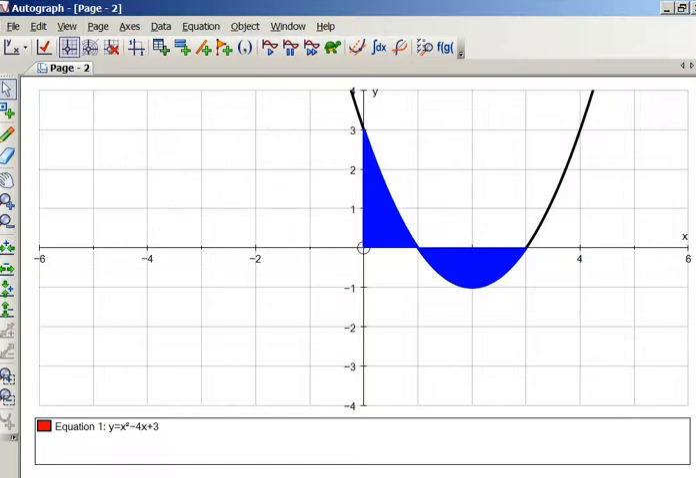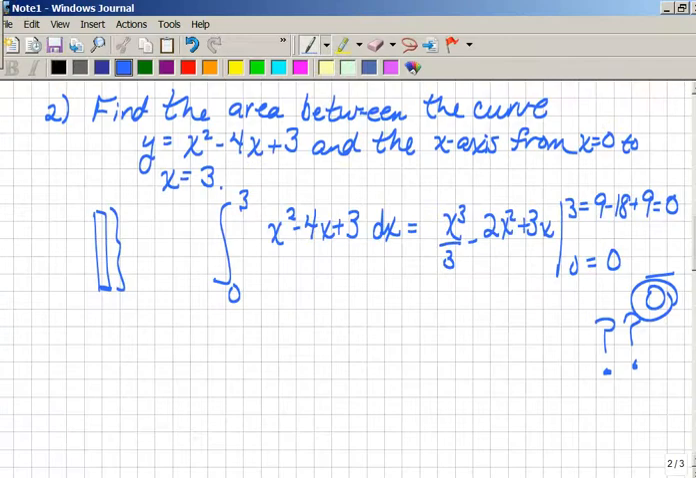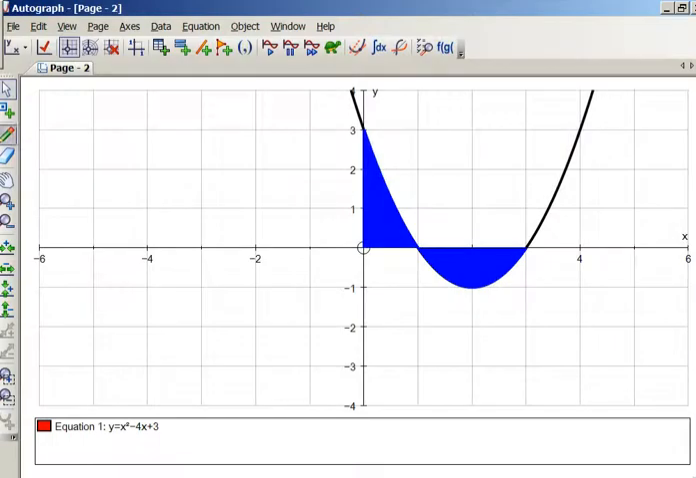The problem here is we cannot use the integral of x squared minus 4x plus 3 for the entire area. Let me show you why. On the first portion of the area, when you're taking a look at that little rectangle, the top of that rectangle is the curve x squared minus 4x plus 3, and the bottom of the rectangle is 0. So the height is x squared minus 4x plus 3 minus 0.